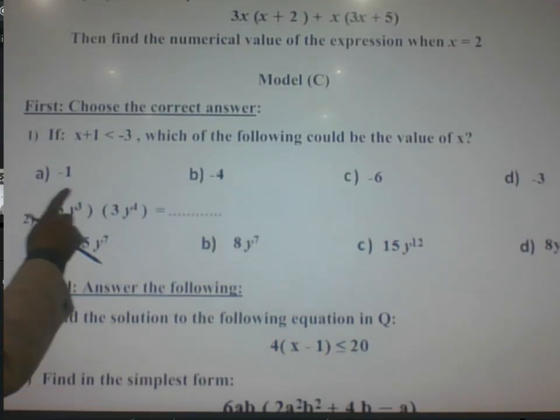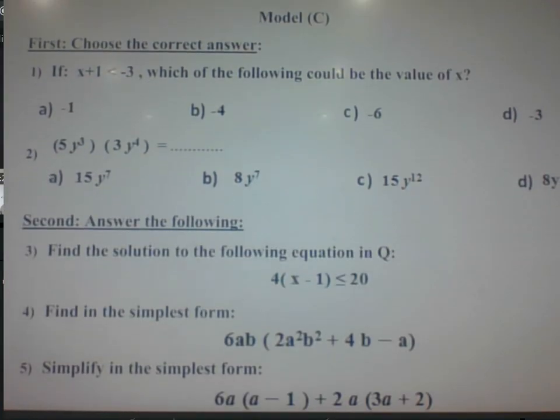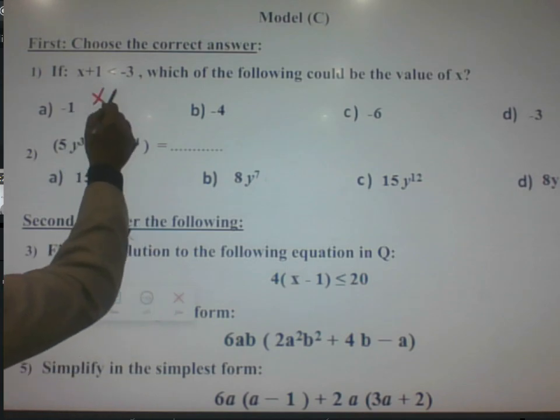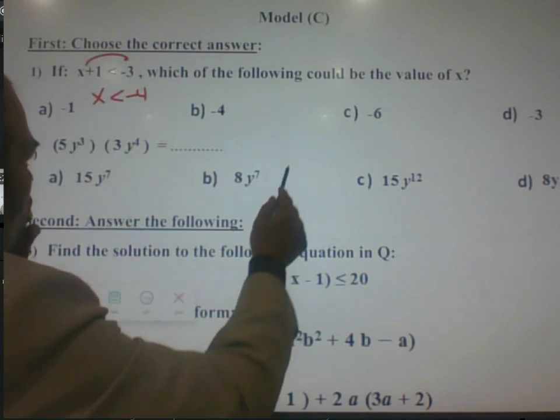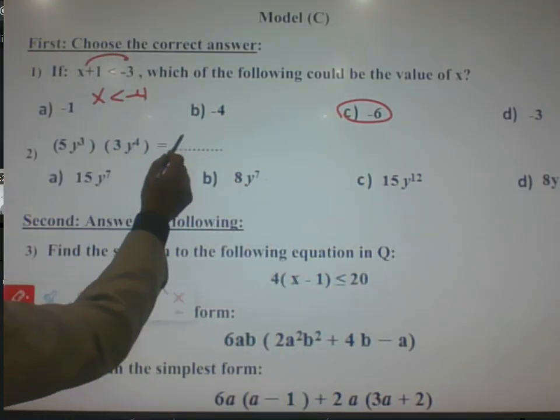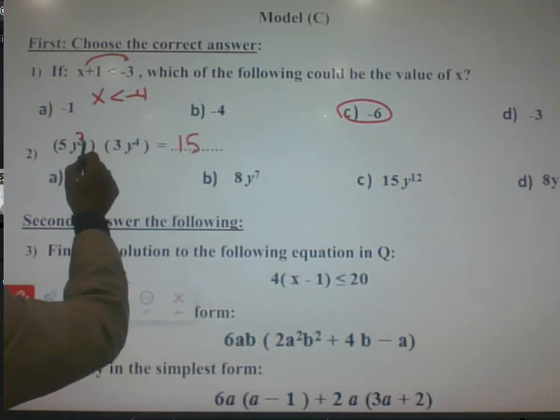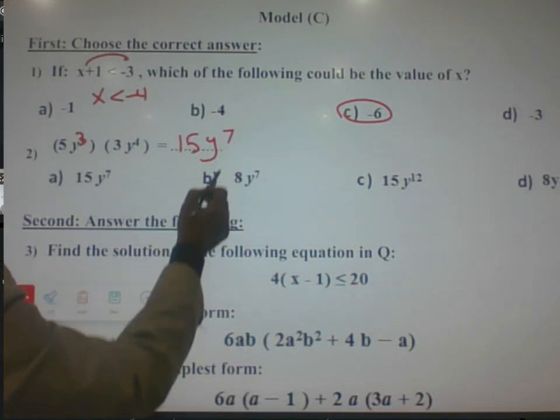Next question. If x plus 1 is less than negative 3, we can move 1 to the left hand side and change the sign. Then x is less than negative 3 minus 1, which is negative 4. Write a number less than negative 4, it will be negative 6. 5 times 3 equals 15. y^3 times y^4 will be y^7.